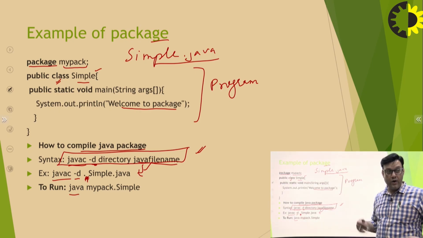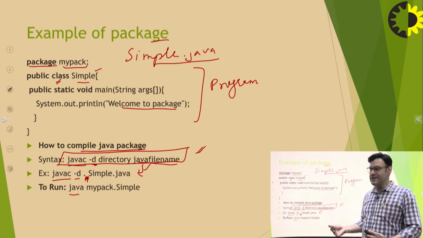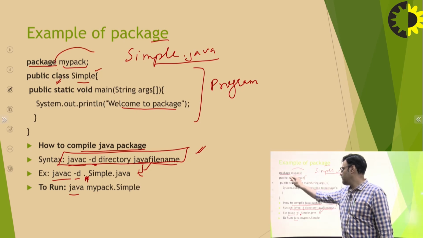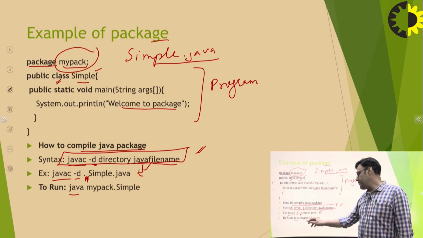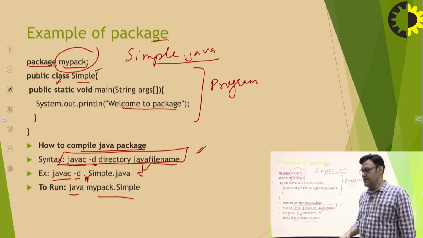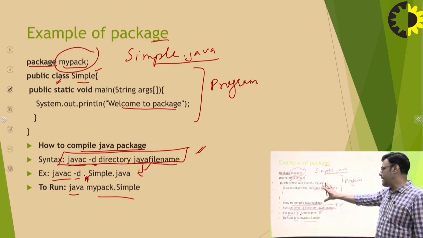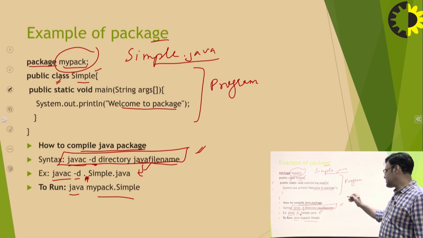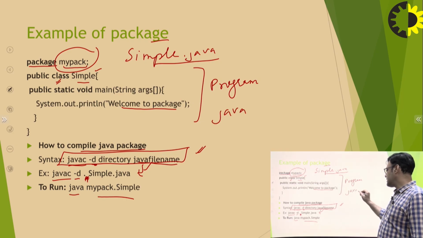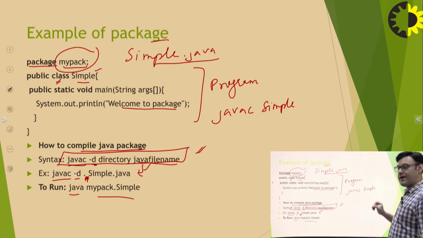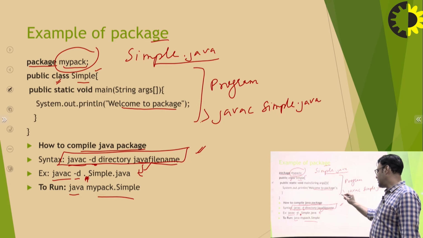Now, how am I going to run it? For running this, I will use the package name, mypack. Java mypack.simple. We know that if I am not using this package command, then previously what would you do? You just write javac, then your simple file name dot java. You will write this line.